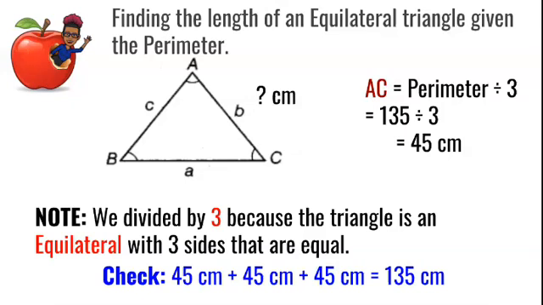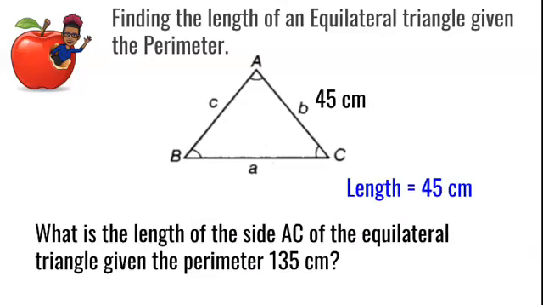So those 3 sides. Now to check back to know whether our answer is correct, we can add our sides. So find the sum of the 3 sides. So 45 centimeters plus 45 centimeters plus 45 centimeters, we would get our 135 centimeters, which is our perimeter or our distance around. So the answer to our question, length is equal to 45 centimeters.